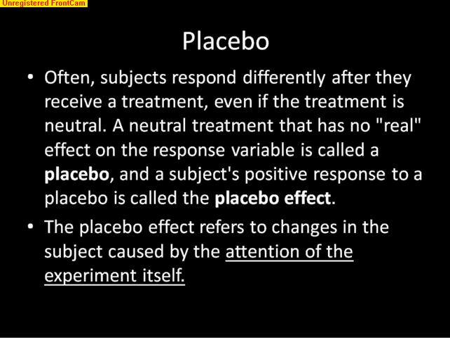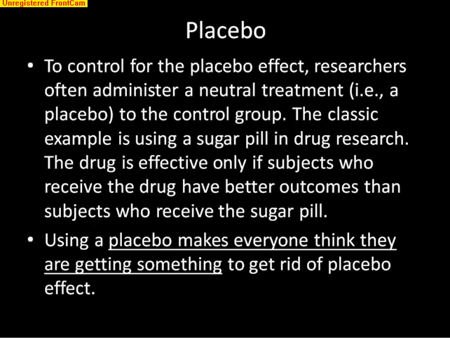So the placebo effect refers to changes in the subject caused by the attention of the experiment itself. Again, sometimes just being in an experiment makes people think that they're going to get better or get worse. So we want everybody to experience this. So to control for the placebo effect, we use a placebo. Using a placebo makes everyone think they are getting something, to get rid of the placebo effect.